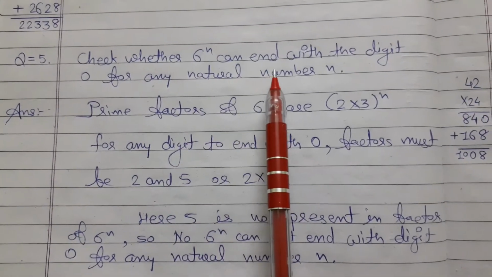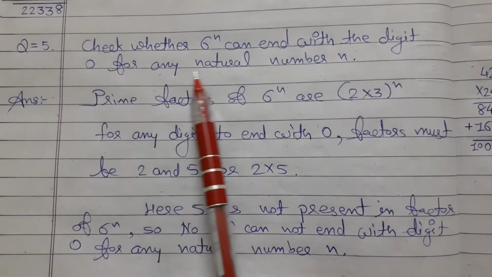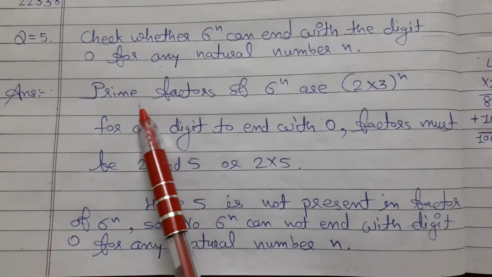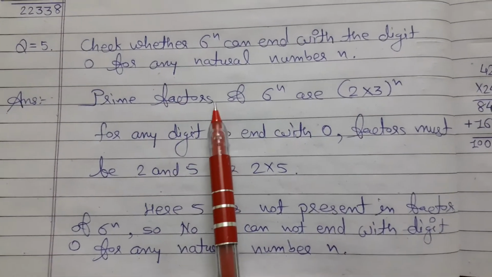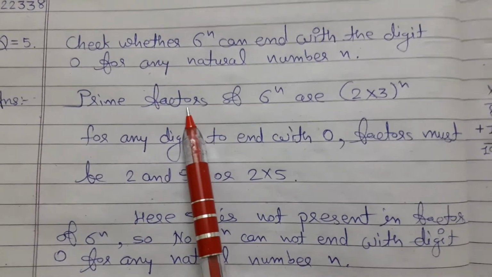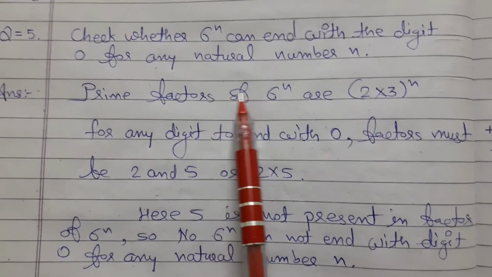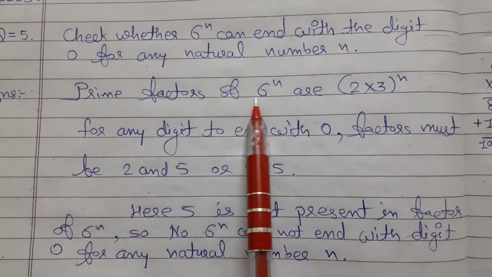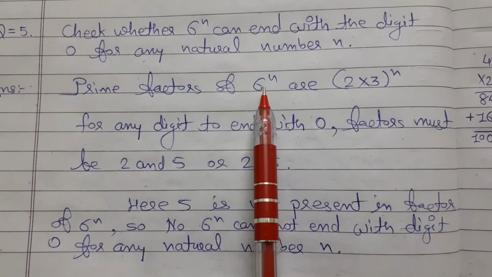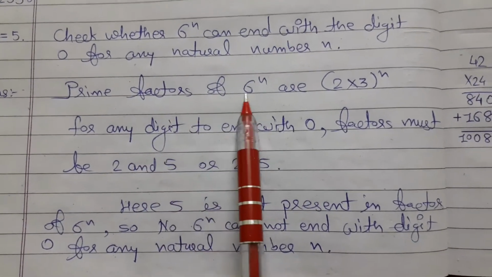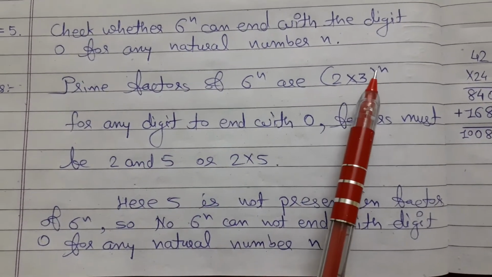Question number 5. Check whether 6 raised to n can end with the digit 0 for any natural number n. We have already done this type of question earlier, that is for 4 raised to n. The factors of 4 raised to n were 2 into 2 raised to n. Here factors of 6 raised to n are 2 into 3.